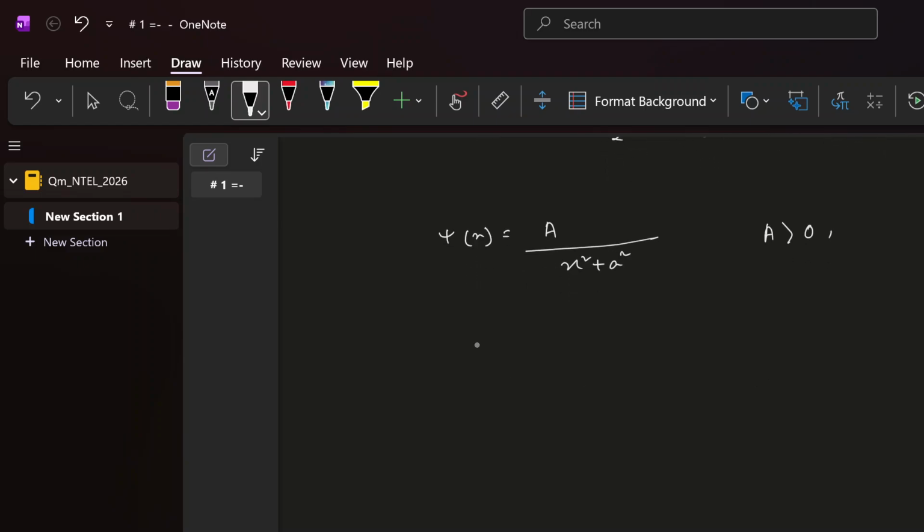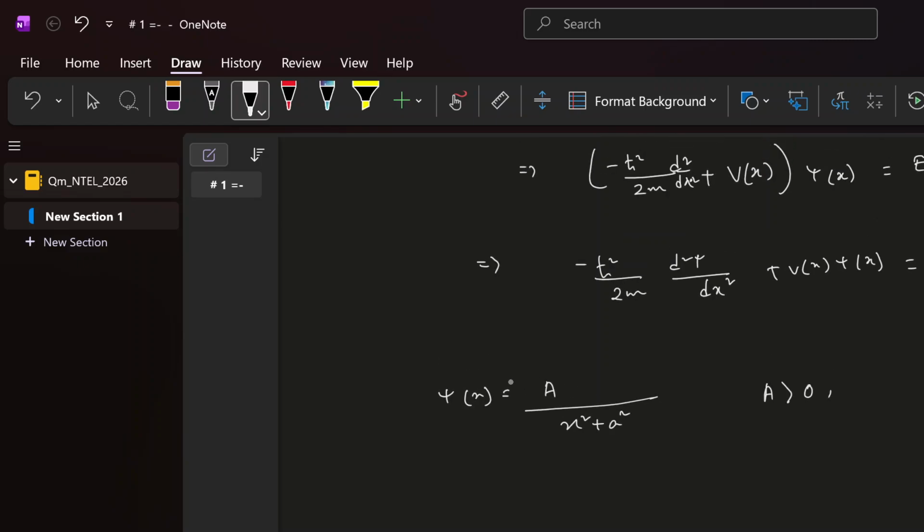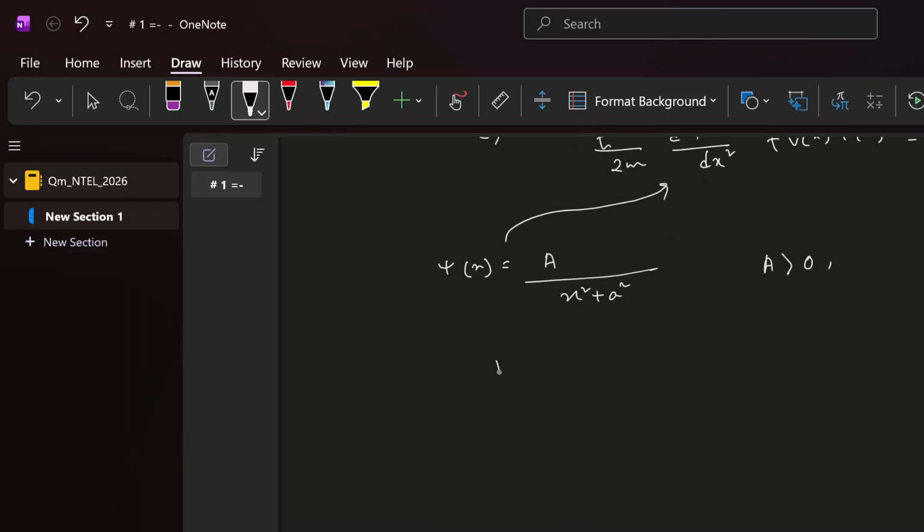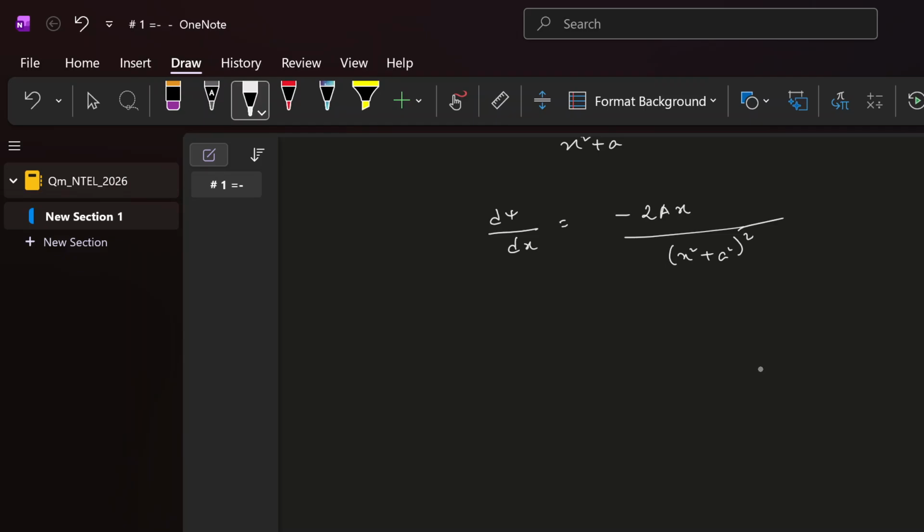So you have to use this information here. You have to take a double derivative on psi with respect to x. That means first take a single derivative d psi dx, right? So you know how to take derivatives. I'll just write it down, and cross check whether I'm making a mistake in any calculation.